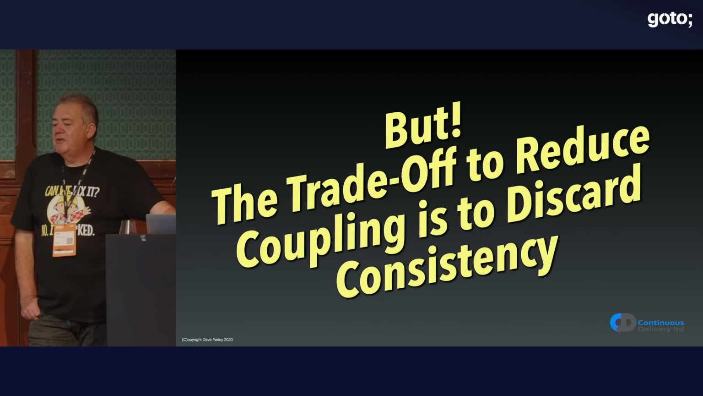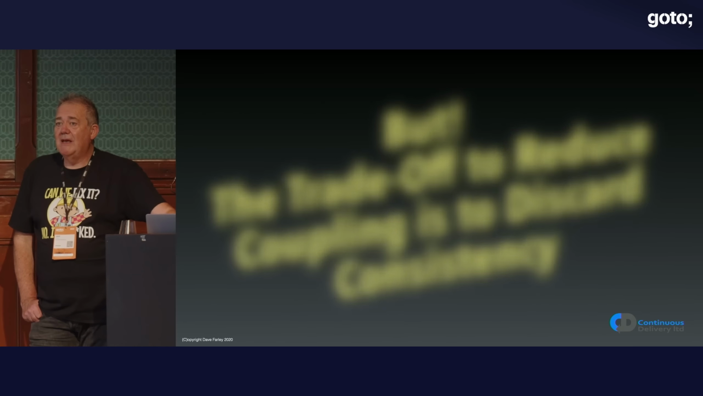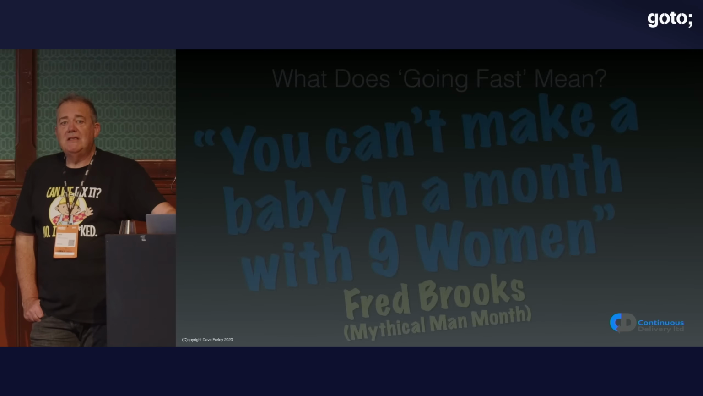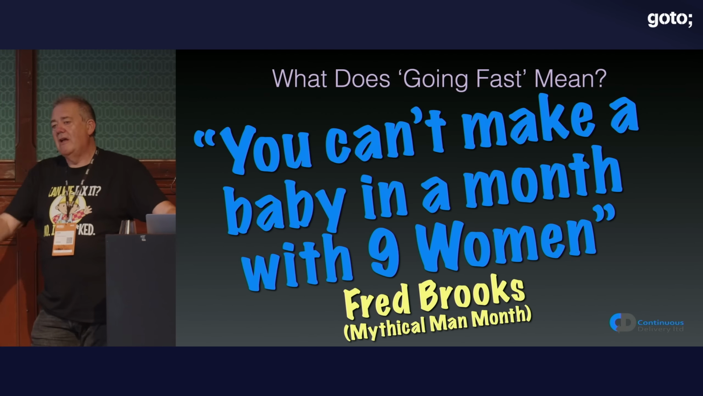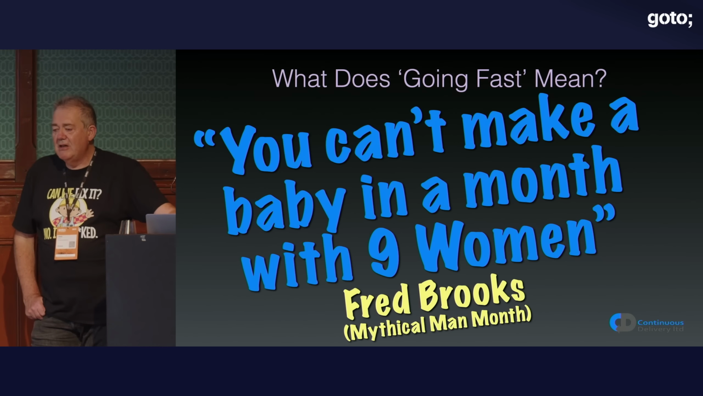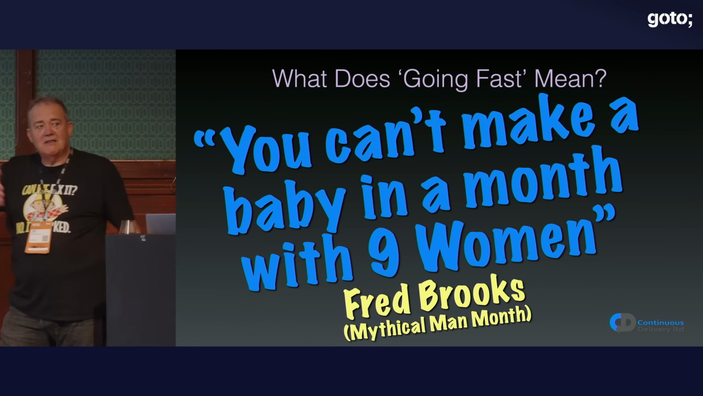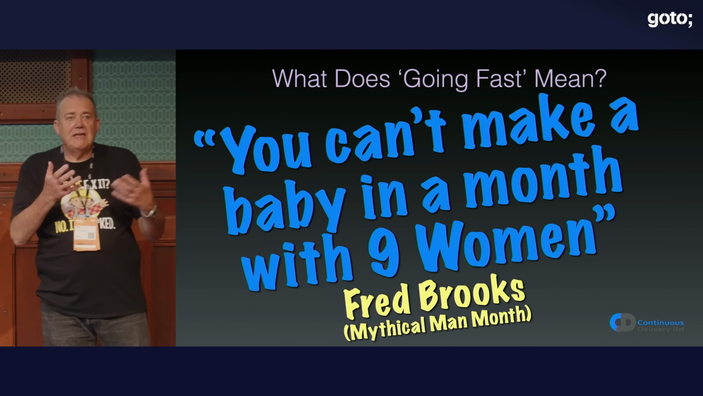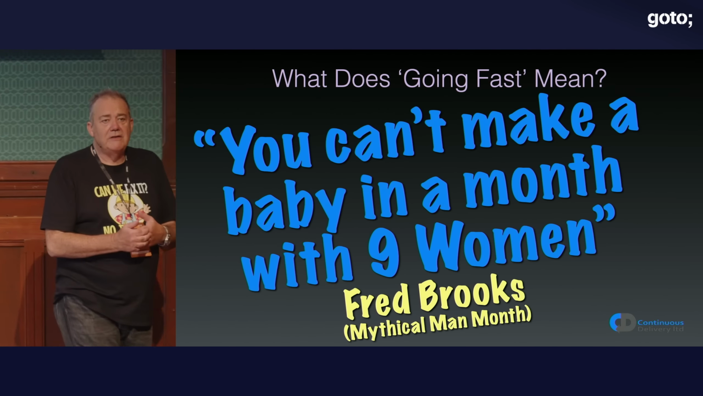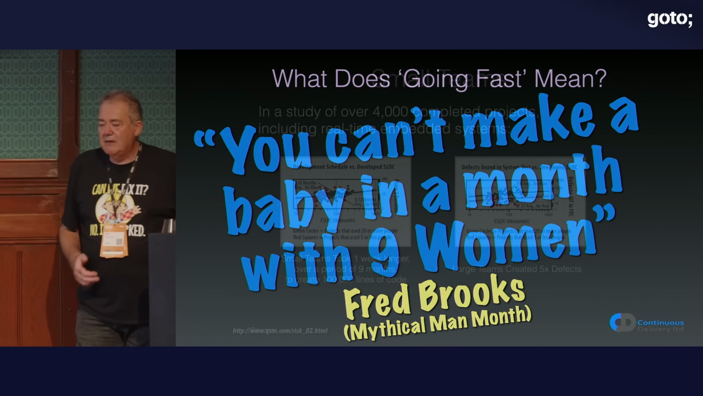So the trade-off to reduce coupling is to discard consistency. That's a scary thought, but that's what it takes to be able to really break those bounds. We need to relax the constraints of consistency. There's another quote from Fred Brooks: you can't make a baby in a month with 9 women. There are some fixed periods that it takes to do some kinds of activities. Things are not infinitely parallelizable. We have to think about things in different ways.